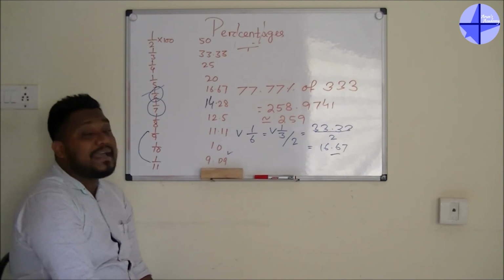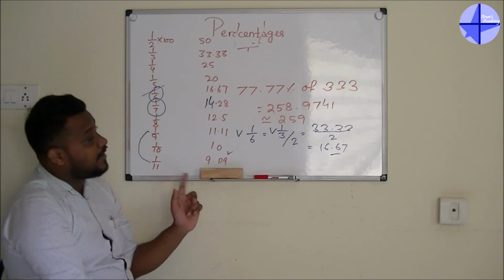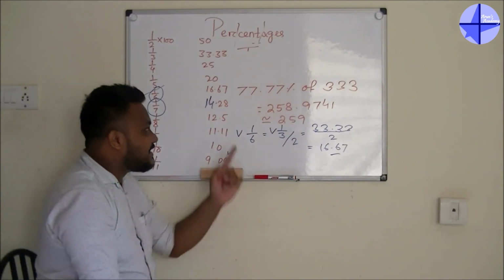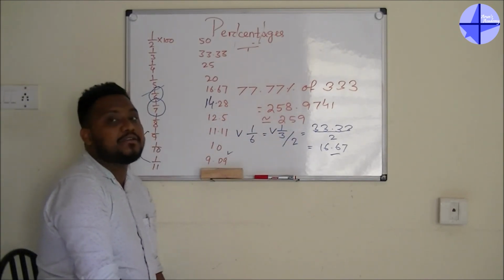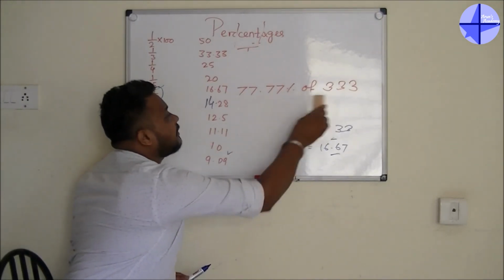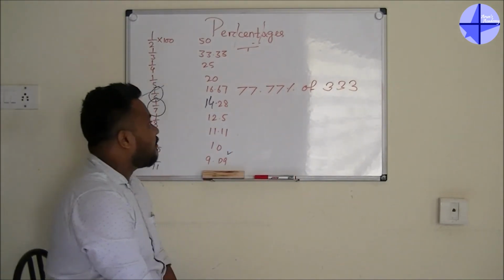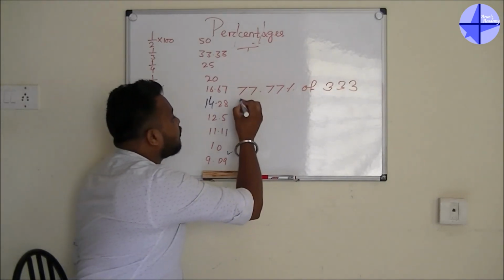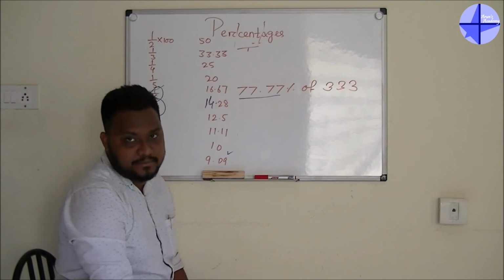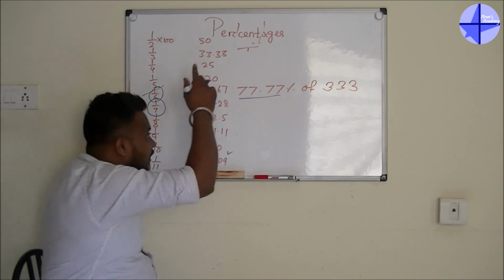But why did I tell you this particular trick or table? Only to solve this question. Yes or no? So let's solve it. How to solve 77.77% of 333 by using the percentages table. As I told, the main problem is with the numbers. So the first thing you have to do is simplify this 77.77% according to the values of your percentages table.